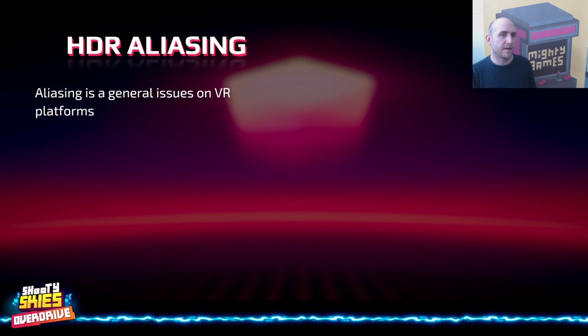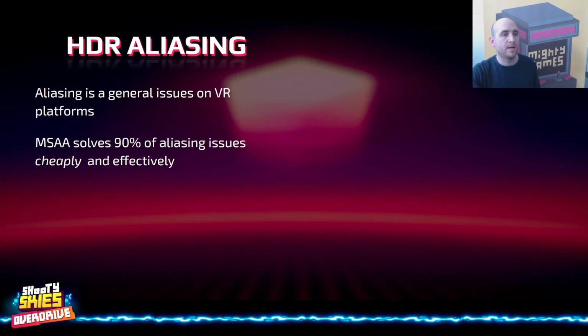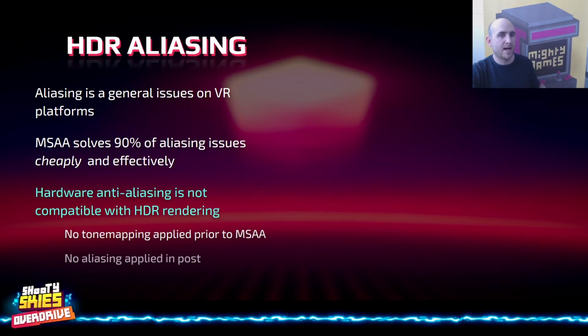Aliasing is a significant issue on VR platforms in general. It's something that a lot of people smarter than me have been spending years trying to work out how to solve best. And the current standard is to use multi-sampled anti-aliasing, which will solve about 90% of aliasing issues fairly cheaply and pretty effectively. But hardware anti-aliasing, such as multi-sampled anti-aliasing, is not compatible with HDR rendering. And that's because the amount of color bandwidth you're using just can't be solved on the hardware level.